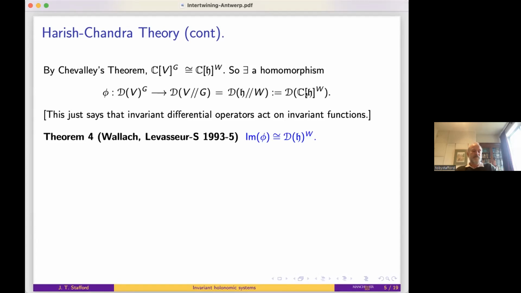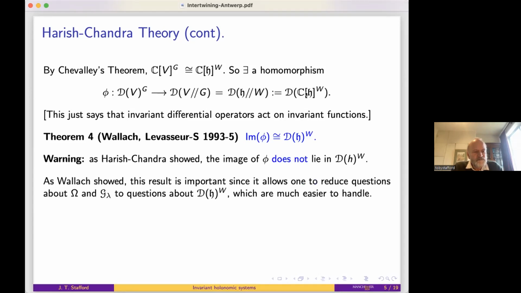And Wallach observed that in this way you can get a map not only to invariant differential operators, but it's actually a surjective map. The image of phi is actually equal to invariant differential operators on H. He proved this in most of the cases, case by case, and Thierry Levasseur and I myself cleaned it up in the end. And there are some subtleties to this. First of all, the image of phi does not lie in D of H to the W.